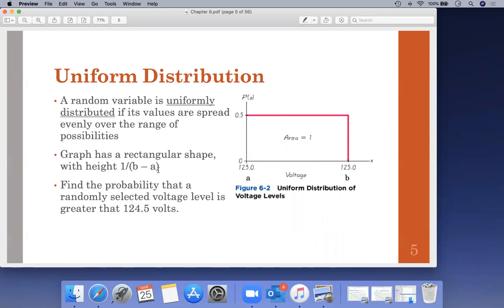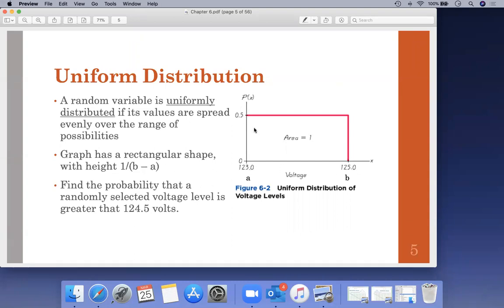Okay, 1 over b minus a. What is the height of your rectangle? It's this length. It's our height. Here you have 0.5. But if you want, you can find this value using these a and b values. If you know a and b, then all you have to do is 1 divided by b minus a. Then definitely you will get this height.